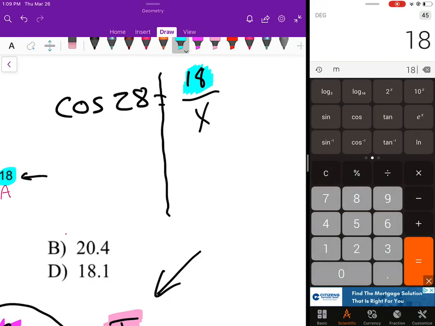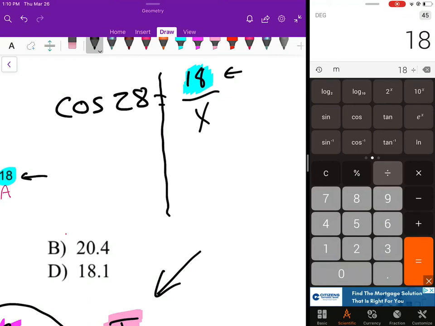So I always start with 18, and then I ask myself, am I going to multiply by cosine 28 or divide by cosine 28? I start out with the number in the fraction, in this case 18, and then I ask, do I multiply or divide? Well, listen closely here: if the number's on top, you're going to divide. If the number's on the bottom, you're going to multiply. In this case, notice that 18 is on the top of the fraction. So in my calculator, I'm going to do 18, and then I'm going to hit divided by.